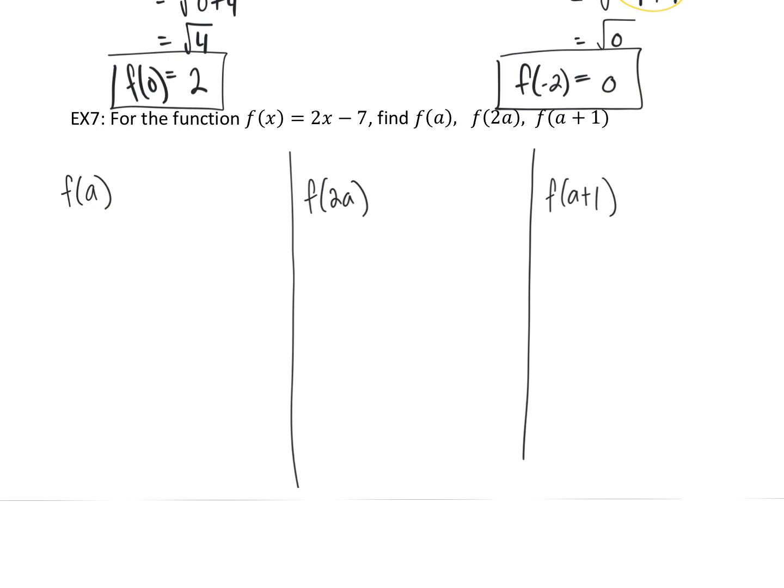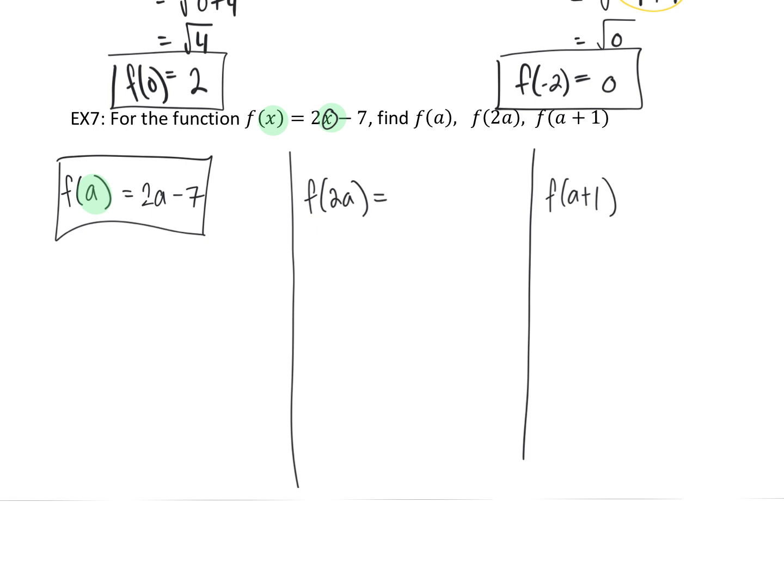So don't get too nervous. Again, we're just replacing whatever's on the inside with that x value. So in this case, instead of x, we're going to write it with an a. So this is just going to equal, swapping out that x value, 2a minus 7. And we're done. Not bad, right? Next, we're given f(2a).